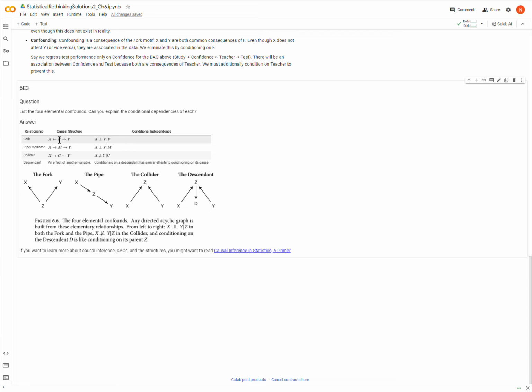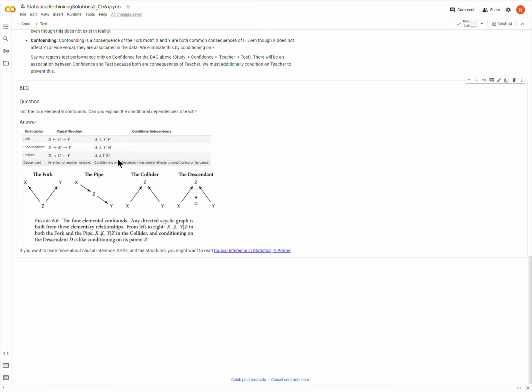If I condition on f, in other words, conditioning is akin to, or one way to think about it is holding the f variable constant, and this is what we do when we include f in a regression. Well then, x and y become independent, and that's what this notation here means. X is independent of y given f when I condition on f.